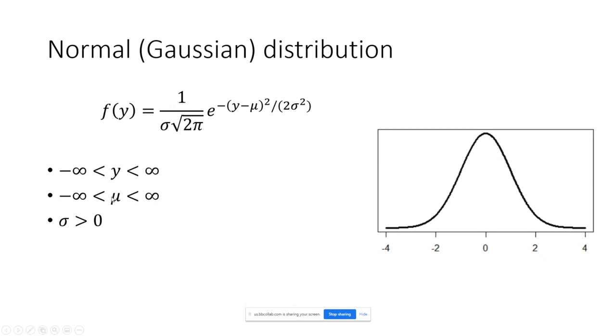Mu represents the mean of the distribution, and that can also take any value between negative infinity and infinity. Sigma is the standard deviation that controls how spread out the bell-shaped curve is. So that needs to be greater than 0.